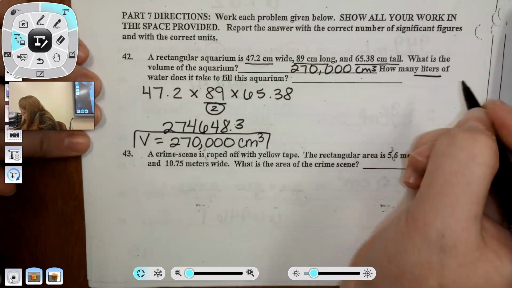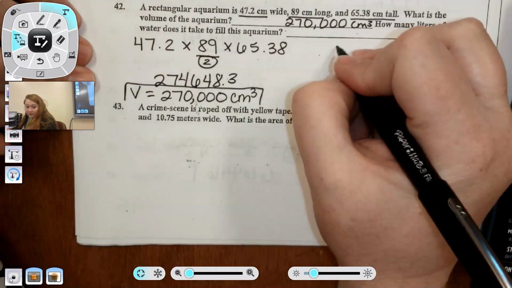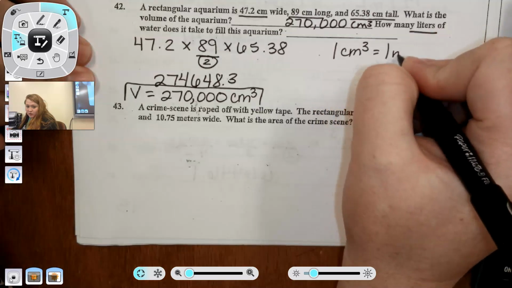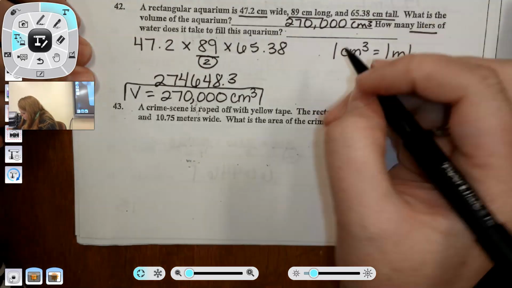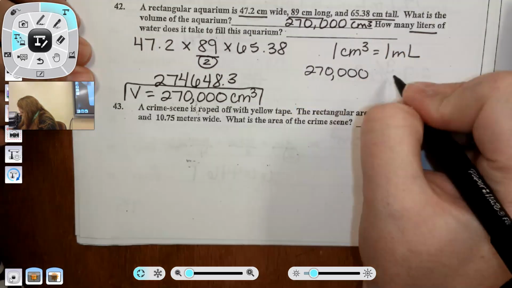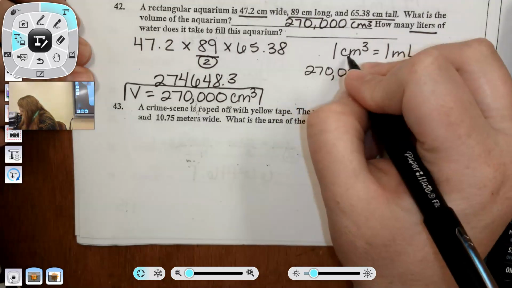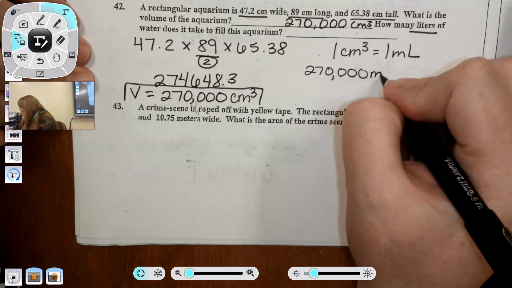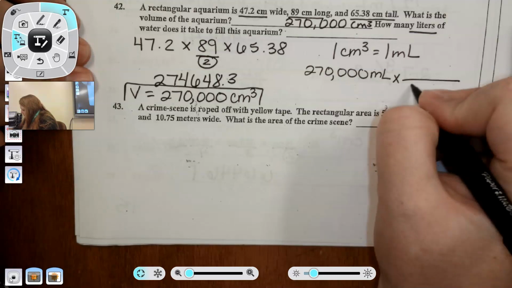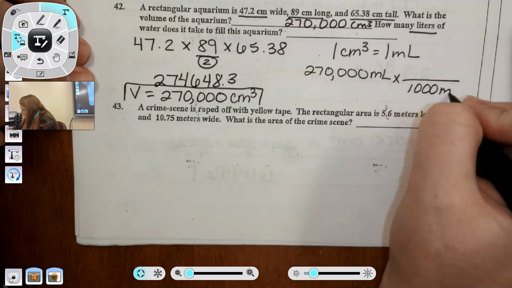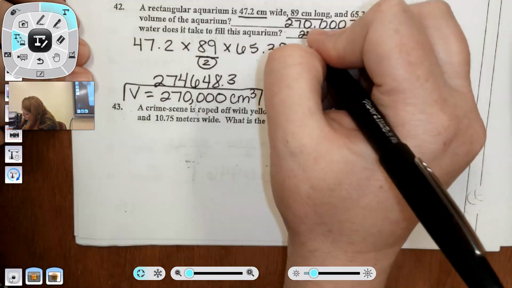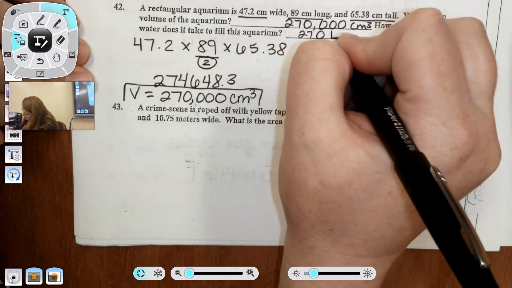Now we need to figure out how many liters that is. Well, from our lab, we know that 1 cubic centimeter is equal to 1 milliliter. So we can say 270,000 cubic centimeters is the same as 270,000 milliliters. And to convert, there are 1,000 milliliters in 1 liter. So when I divide that by 1,000, we get 270 liters.